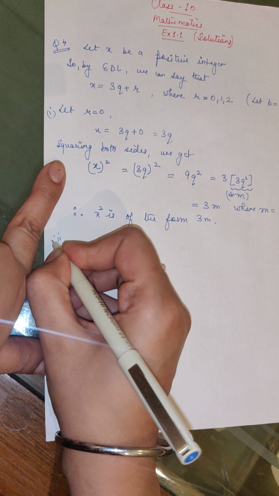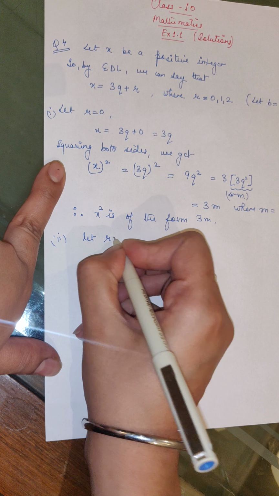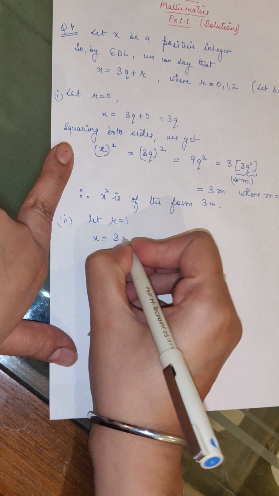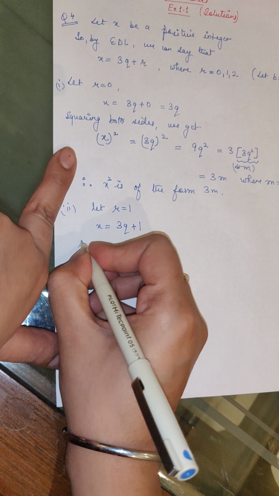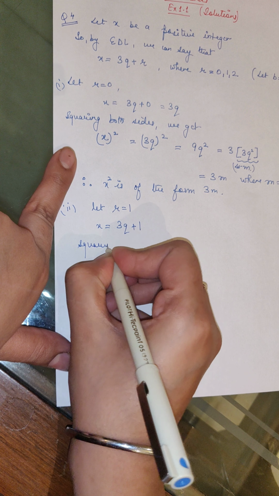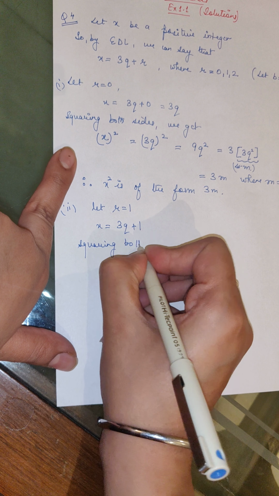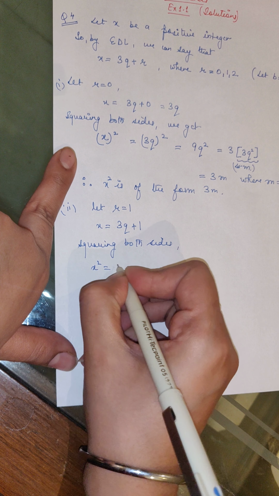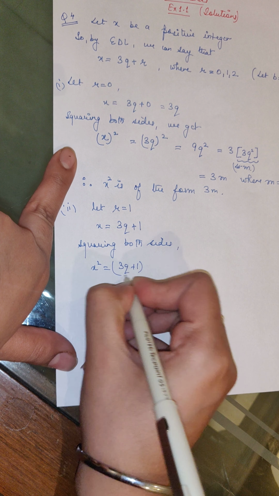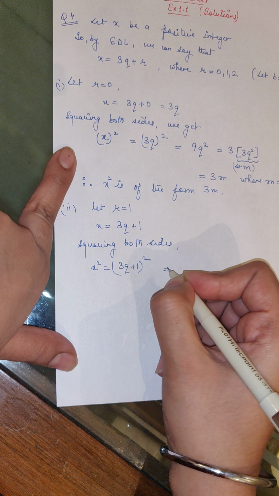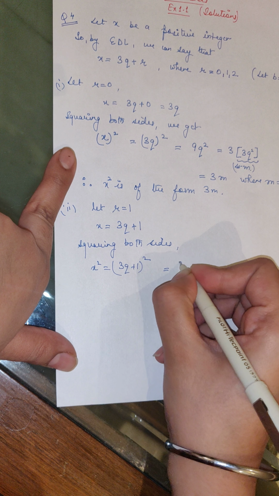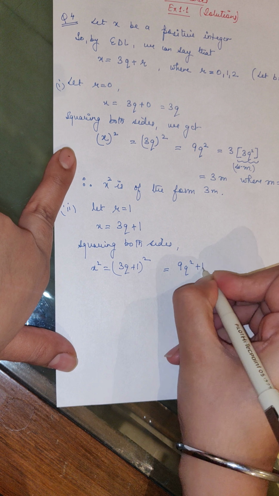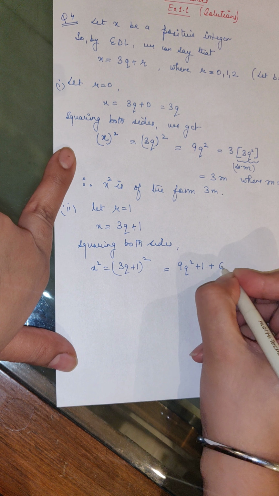Now this is the first part. Let's see the second part. Let now r be equal to 1. So now if r is equal to 1, x is equal to 3q plus 1. So now again squaring both sides, what do you get? x square is equal to 3q plus 1 whole square. So that means it is 3 squares. By the formula of a plus b whole square, it is 9q square plus 1 plus 3 2s are 6q.